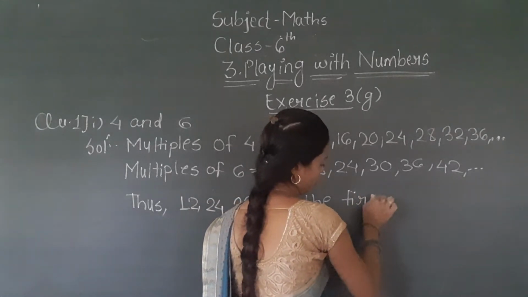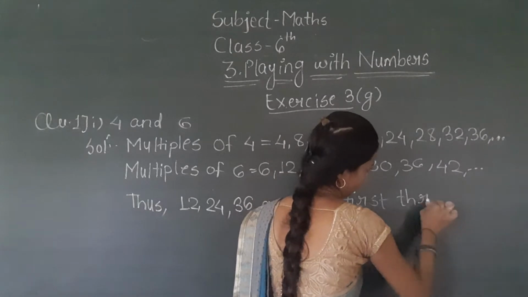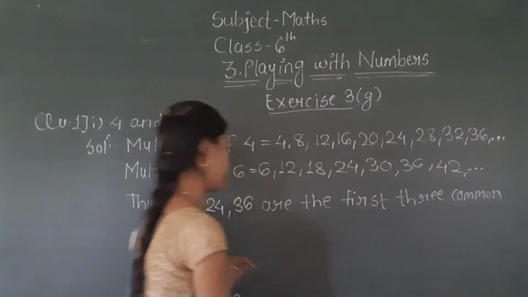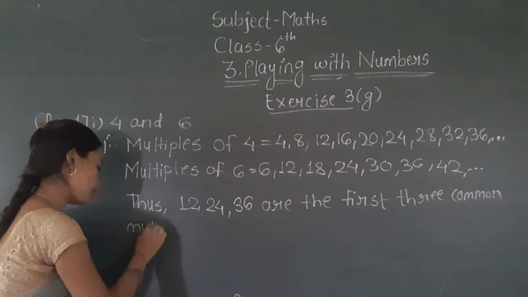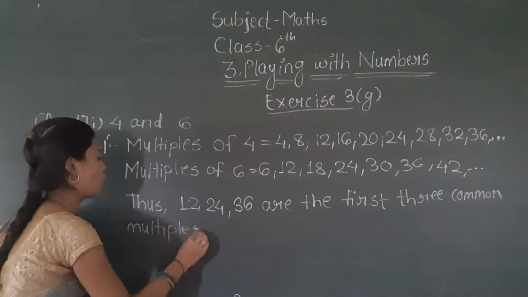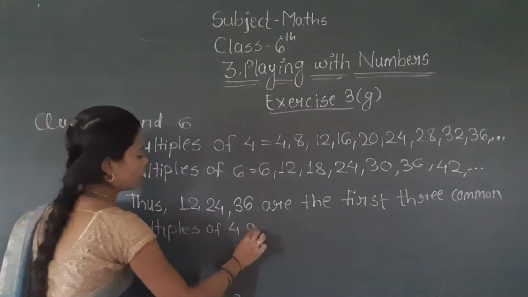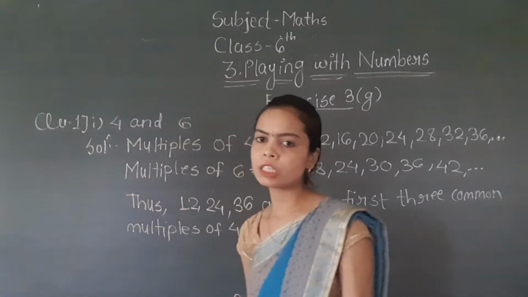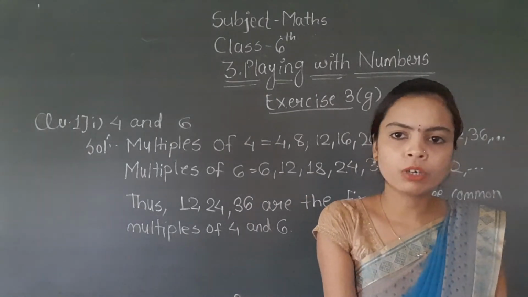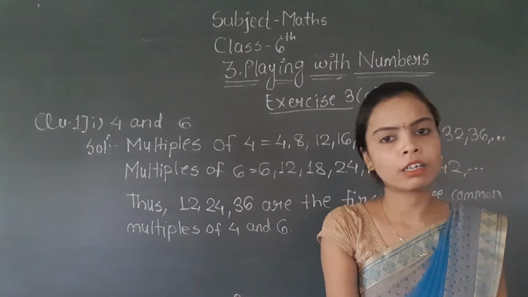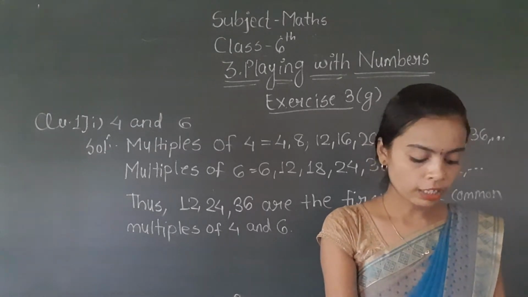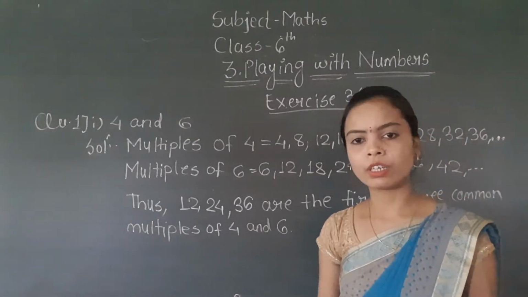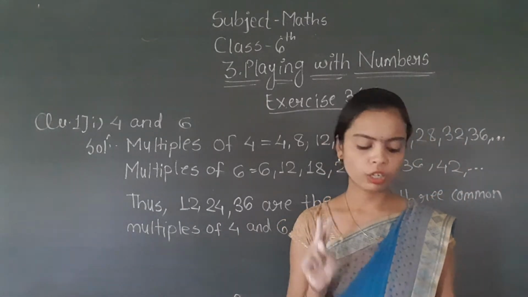So these are the multiples also. Okay, so thus 12, 24, 36 are the first three common multiples of 4 and 6. So if you have to find the common multiples, write down the multiples for the given numbers and then check which numbers are coming in both the multiples and write them down. Here it said 3, so we wrote 1 2 3 here. If it asks for only 2 multiples, write down only 2.